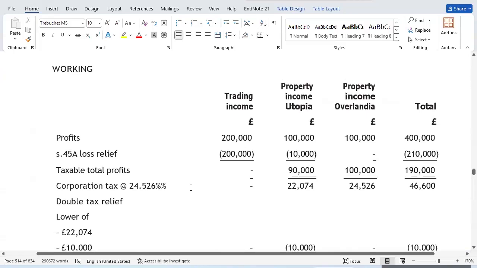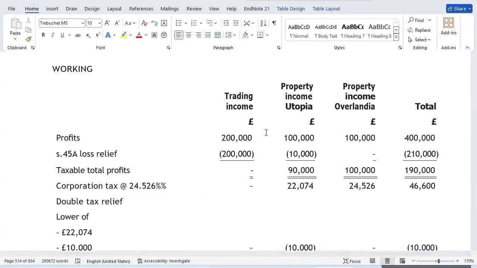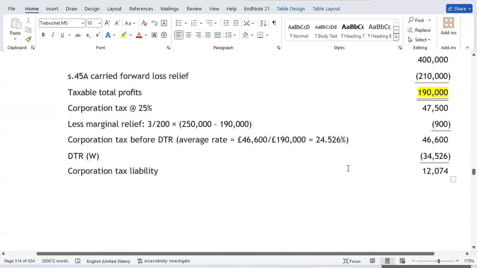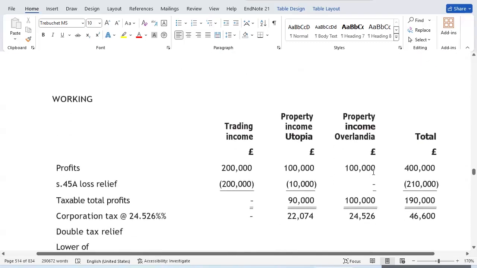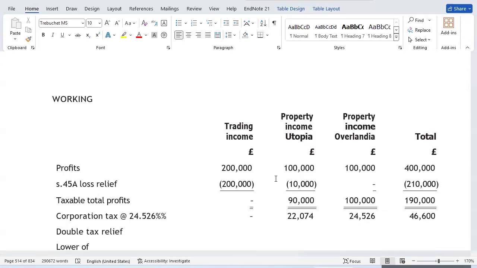To our working. Your working now will have to count the DTR. So you should take the profits before any deductions. At the end of the day, the taxable total profits will still have to tie back to 190. So you should list down 200, 100, 100, and then follow the rule. You must give the losses to the UK income, the trading income, and the lowest marginal rate of tax.